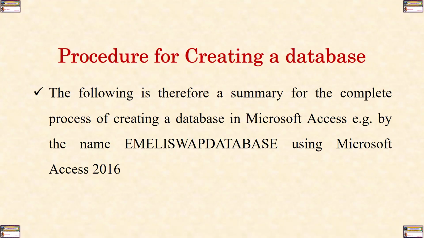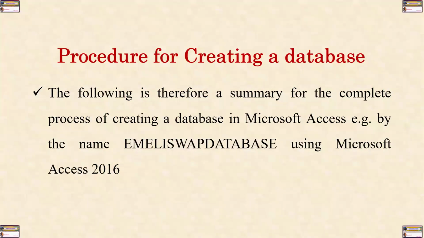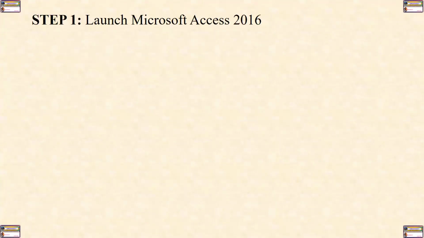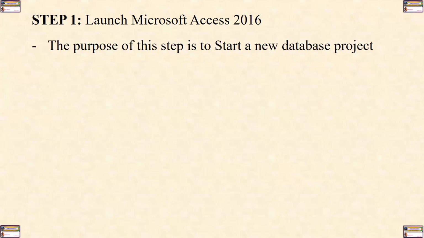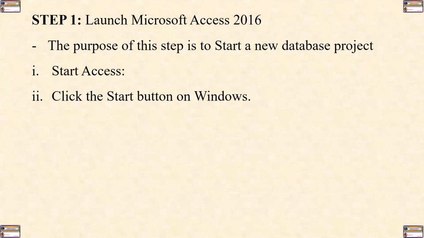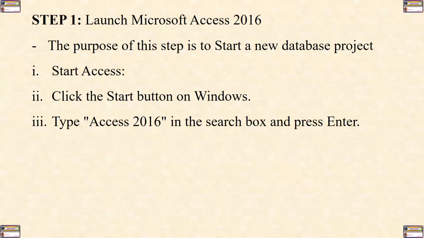Now we are going to call the database that we are going to create just now for demo a Swap database using Microsoft Access 2016. The process of creating a database begins with the first step, which is to launch Microsoft Access, for example, Microsoft Access 2016. The purpose of this step is to start a new database project. The procedure is you start Microsoft Access by, for example, clicking on the Start button on Windows, then you type Access 2016 in the search box and you press Enter.